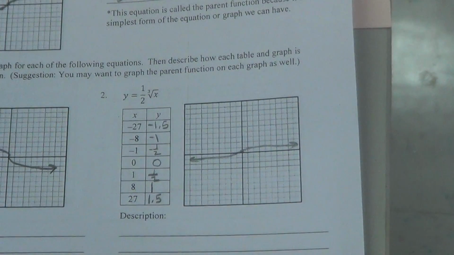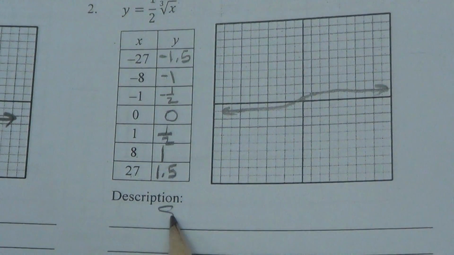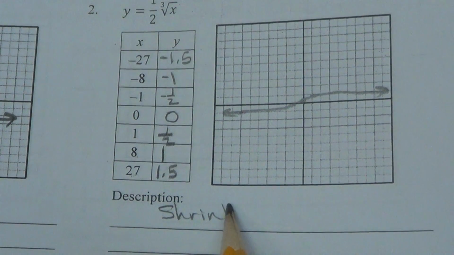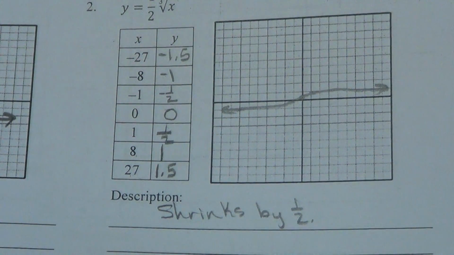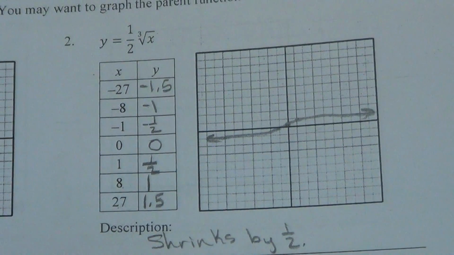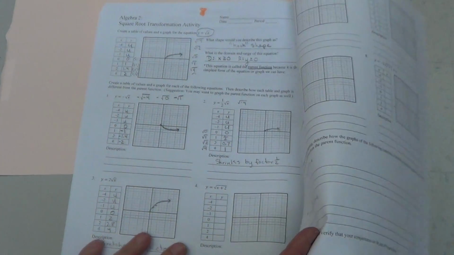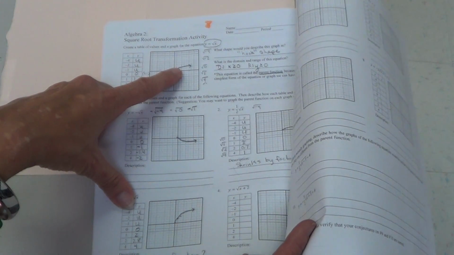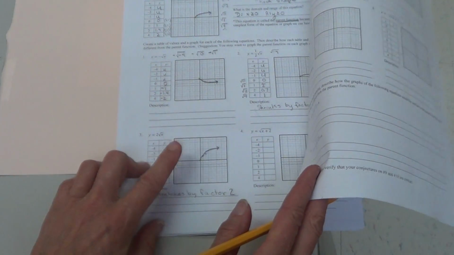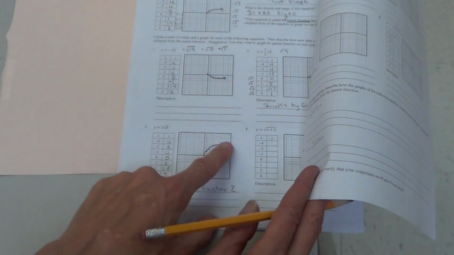Take a closer look at that. Again, we see that it shrinks by 1/2. So now look back at the last page on the square roots. You should be seeing a pattern here. On the square roots, the parent graph, and then we come down to this 2 out front, and it's stretched by a factor 2. It got away from the x-axis.